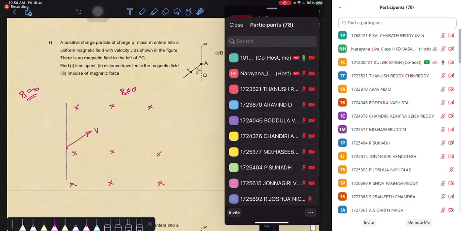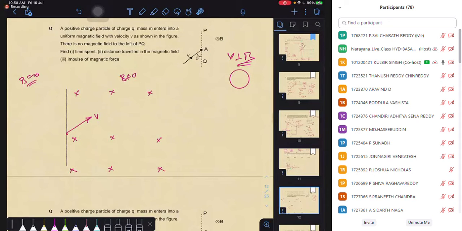So what you do is, first keep your fingers, which fingers? Your right-hand fingers. Keep the fingers in the direction of velocity, and now turn your fingers in the direction of the magnetic field. So where is the magnetic field? Inward. So when you are turning the fingers, they are rotating. My fingers are now going to rotate in the inward direction. Rotate your fingers. Can you rotate the fingers? Now the fingers are rotating in the inward direction.